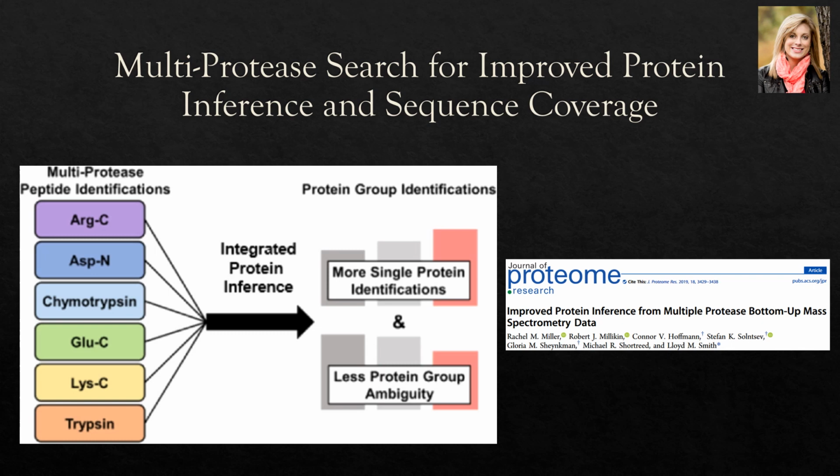Here you basically load all your raw files and simply designate which protease to use with each one. And then during the search and match process, only peptides from the appropriate protease are matched to the experimental spectrum. We gather all the peptides before we do the protein inference. And in doing so, we can really reduce the protein ambiguity that you get compared with, say, trypsin alone.